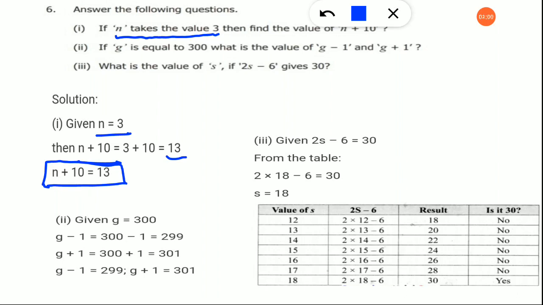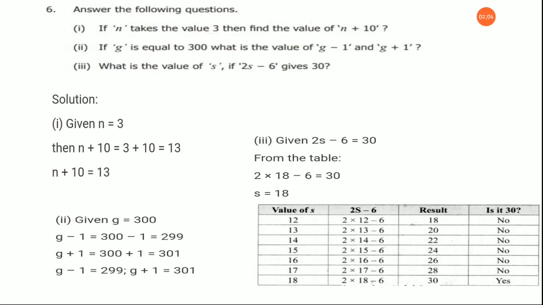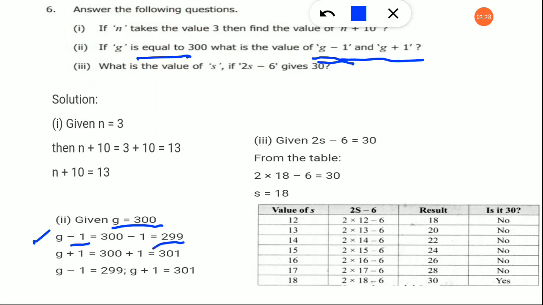Now, look at the second subdivision. If g is equal to 300, what is the value of g minus 1 and g plus 1? They have given g is equal to 300. So directly you can write g is equal to 300. And then take g minus 1. First write it. You are going to substitute the value of g here. 300 minus 1 is equal to 299.